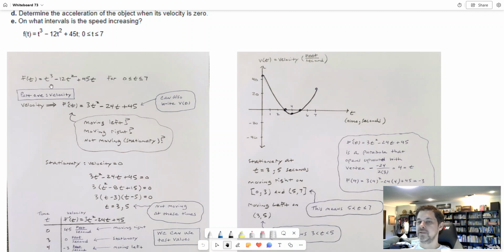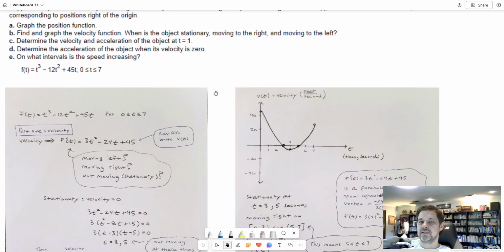You're given a position function, a function that tells you where you are at any moment in time, and if I take the derivative of that, I get the velocity, which tells me my direction and speed at any moment in time. If you want to just call that v of t, that's fine for velocity. Now, this would tell me if I'm moving left or right. It would tell me if I'm not moving or stationary, and so on.